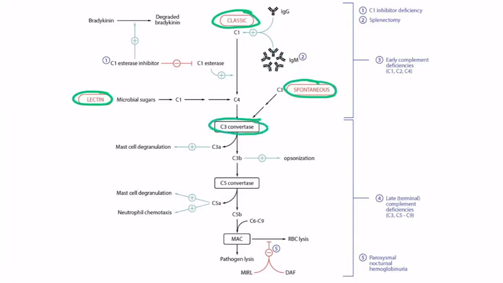Now, you will likely come across complement diagrams that grossly overcomplicate this process. For example, you may learn that the classic and lectin pathways lead to the creation of C4b2b, which is a C3 convertase, whereas the alternative or spontaneous pathway leads to the creation of C3b-BB, which is also a C3 convertase. Now, those are extraneous details, and I highly recommend not wasting your time on those.